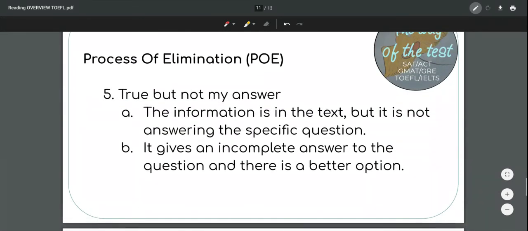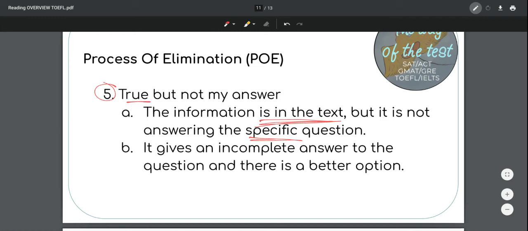The fifth reason is being true but not my answer. This is very important because the information will be in the text. Okay, the information is in the text, it's just not answering the specific question. And this is again why we care so much about being specific. So let's say I ask you the time and you say today is Sunday, and yes, today is Sunday, but that's not my question, is it? I just ask for the time. So even if what you say is true, it has to also be the right answer for the specific question.